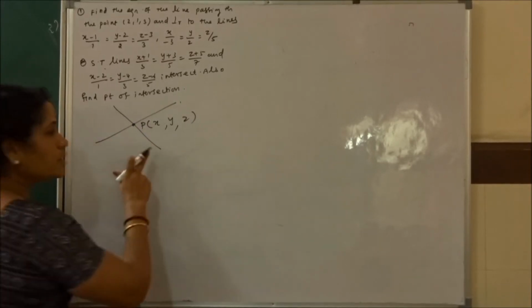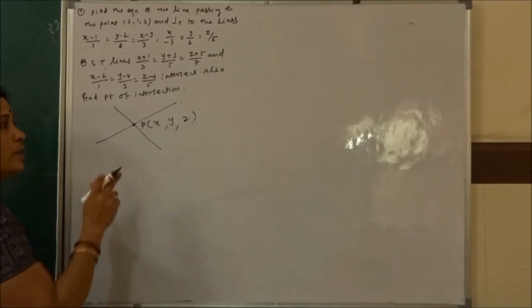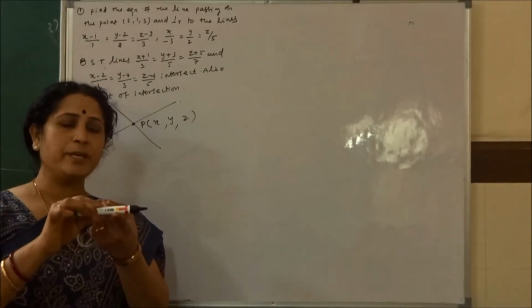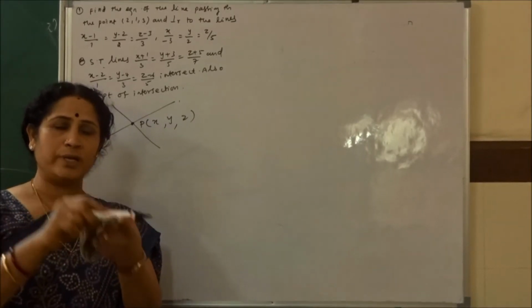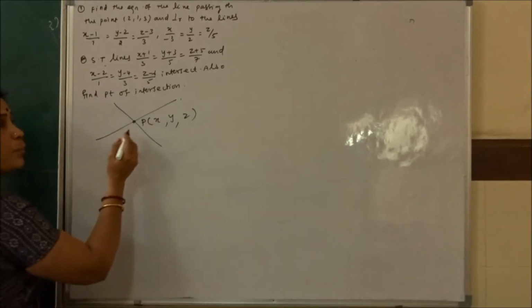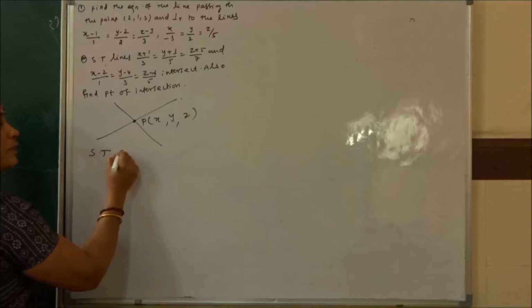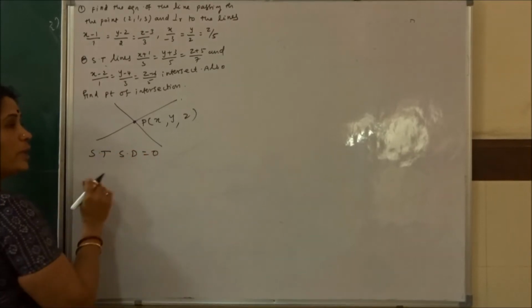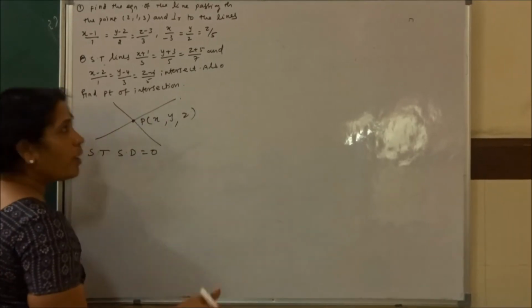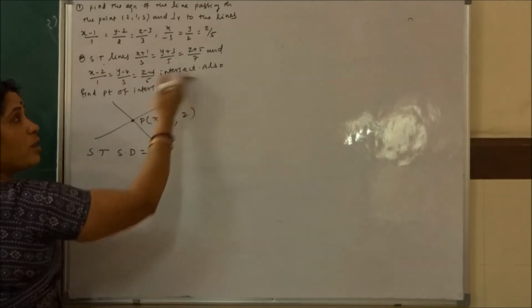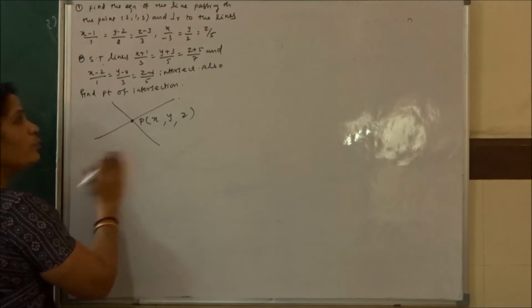See, suppose it is a 6 mark question, you do one thing. Yesterday what I told you, if they are skew lines, if they are intersecting, then SD is 0. Clear to you? So here, if they ask a 6 mark question, first you have to show SD equal to 0. Clear to you? Okay. Suppose it is a 4 mark question: show that both lines intersect, also find the point of intersection. Then you do one thing.